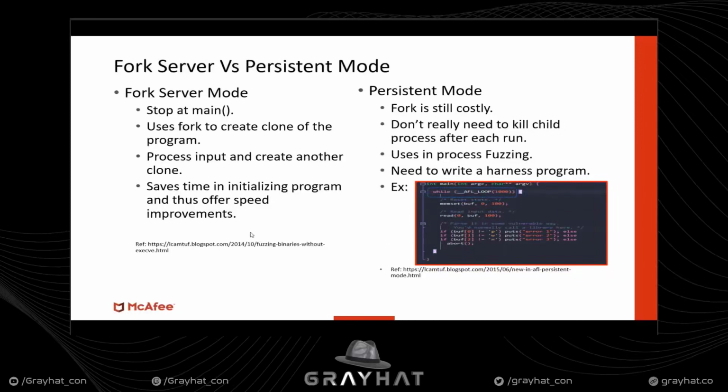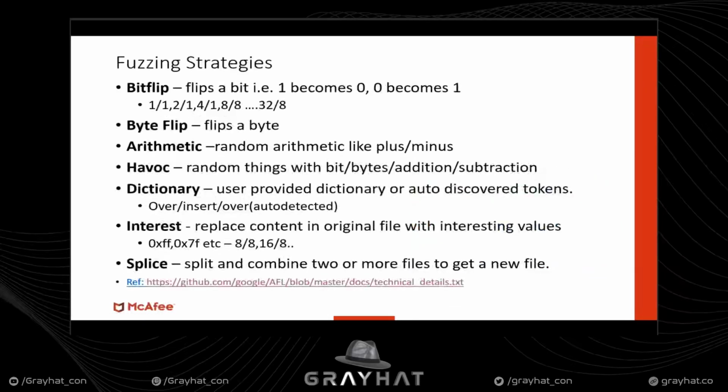If you want to know more about fork server and persistent mode, you can go to the reference link I have given below or here. That will give you more idea of how these two modes work. Now let's move on and see what the different fuzzing strategies are.